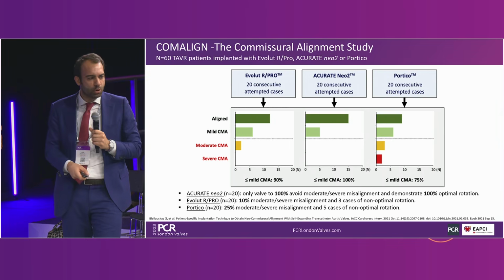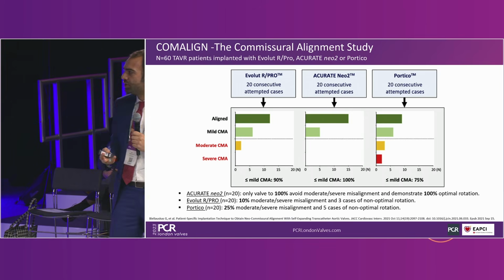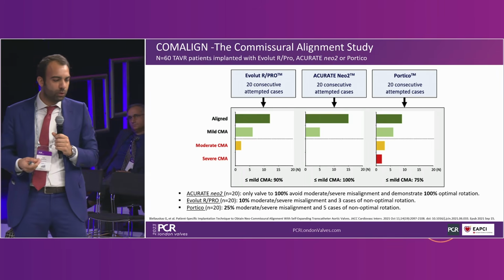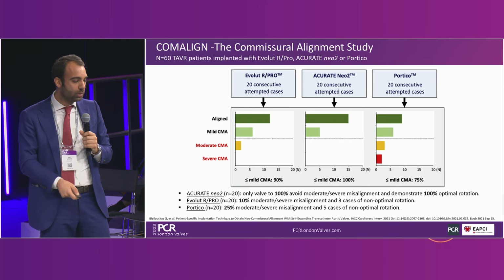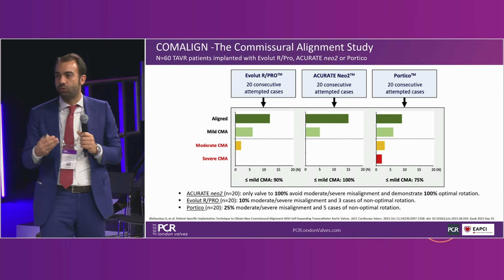So if we look at the COM-ALIGN study, this was a commissural alignment study. They took 60 patients, 20 with Evolut, 20 with Accurate Neo 2, and 20 with Portico. And the results of the study showed that with the Accurate Neo, you had 100% avoidance of moderate to severe misalignment.